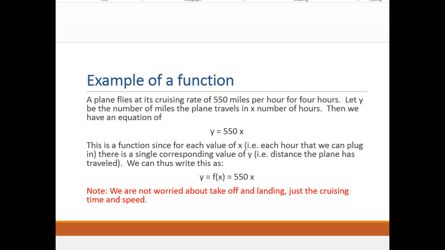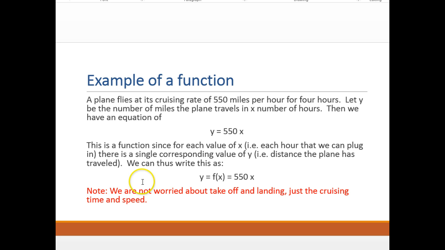Examples of functions. Well, let's look at a simple one. A plane flies at a cruising rate of 550 miles per hour for 4 hours. We'll let y be the number of miles the plane travels and x be the number of hours. Then we have an equation, y equals 550x. This is a function, since for each value of x, each hour that we plug in, there's a single corresponding value of y, in other words, the distance the plane has traveled, that we get out.